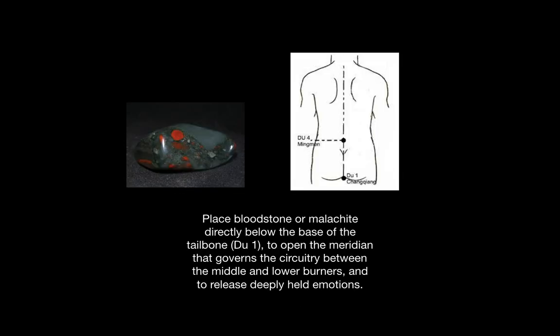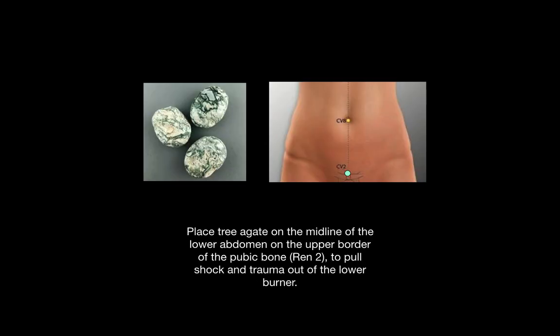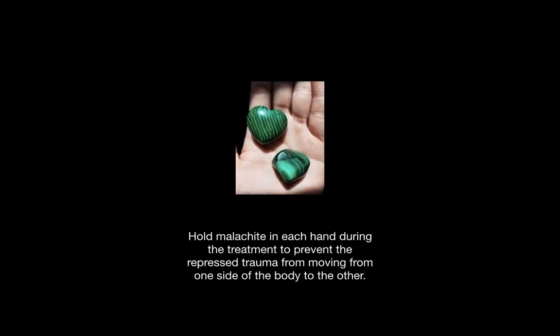Next, place bloodstone or malachite directly below the base of the tailbone to open the meridian that governs the circuitry between the middle and lower burners and to release deeply held emotions. After that, you can place tree agate on the midline of the lower abdomen, on the upper border of the pubic bone, on a point known as Ren 2, to pull the shock and trauma out of the lower burner. During this process, hold malachite in each hand to prevent the repressed trauma from moving from one side of the body to the other.